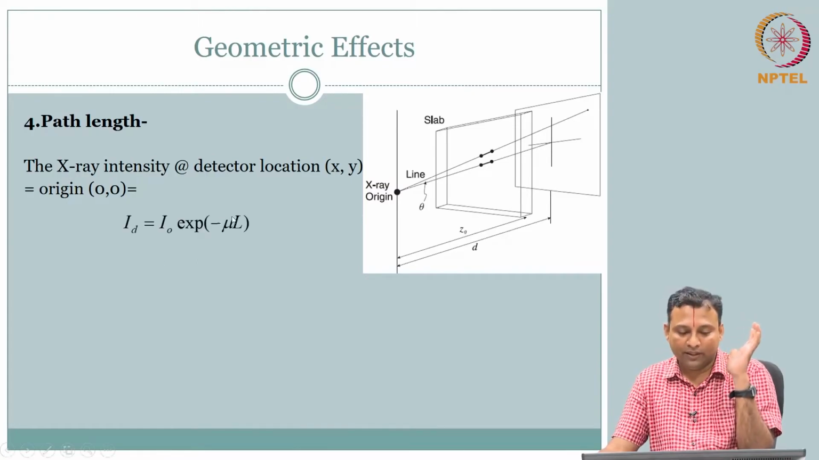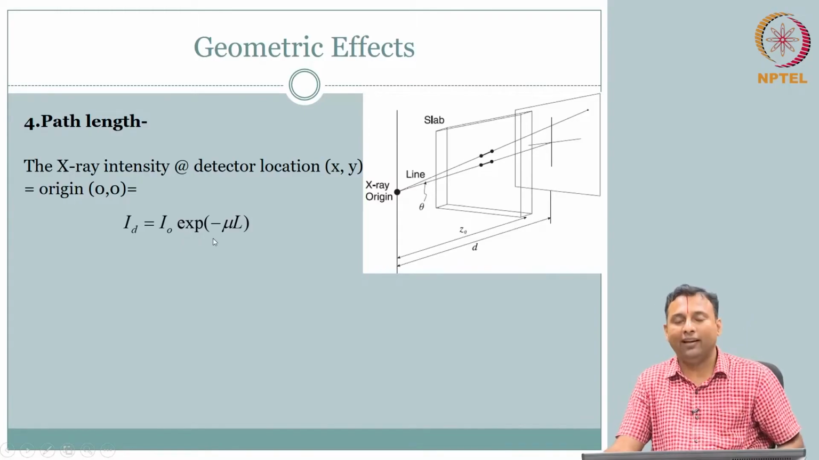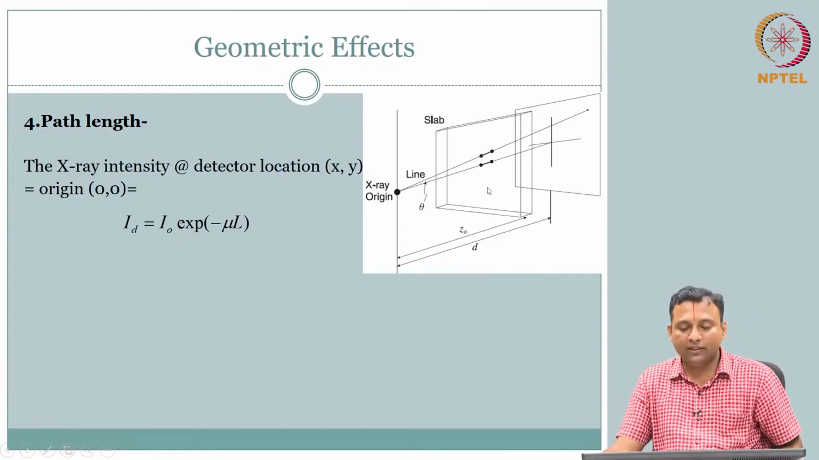Oh, we can just say I_D is equal to I naught exponential of minus mu L. This we know. This is only when it passes through the thickness. So the thickness here is capital L. So, a material with mu, so exponential of minus mu L is your I_D.